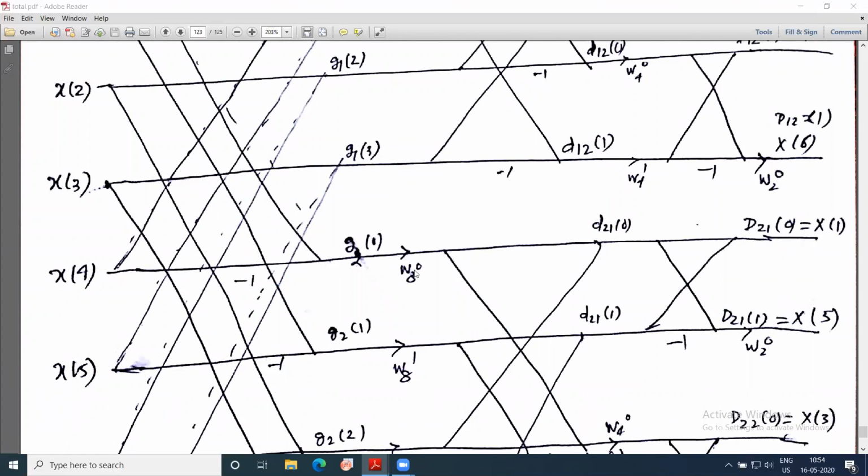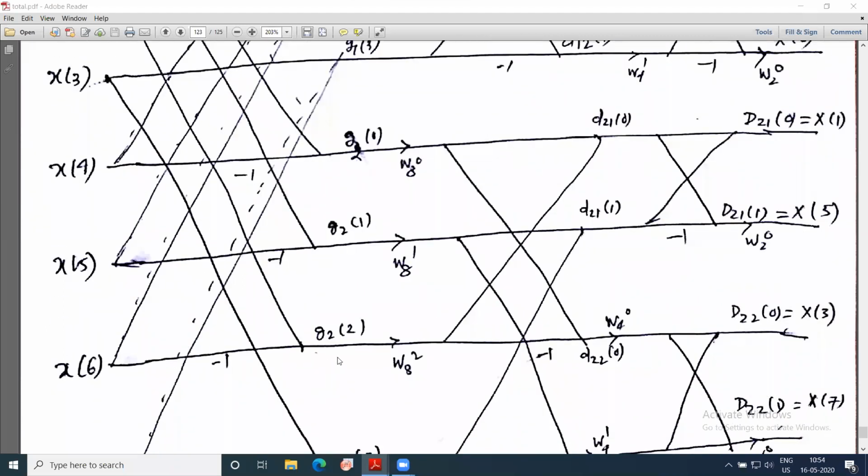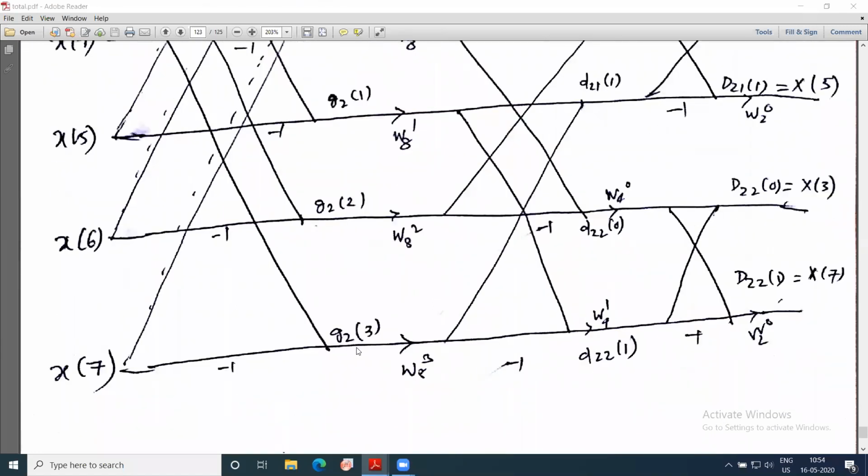Then I have multiplied with W80. Similarly, G21 will be x1 minus x5 here, which will be multiplied by W81. Now, G2 of 2 will be x2 minus x6 here, multiplied by W82, and G2 of 3 will be x3 minus x7 here, multiplied by W83.